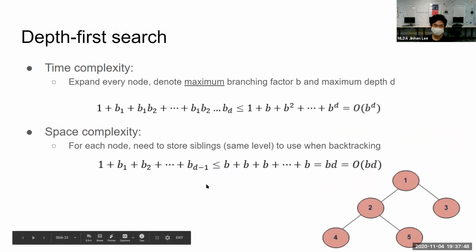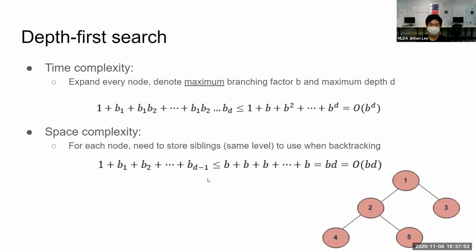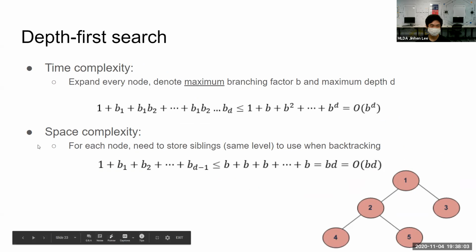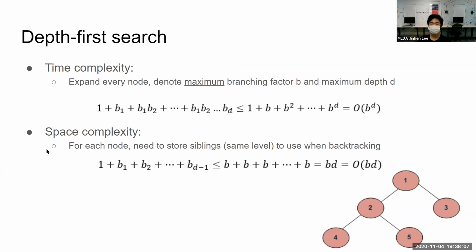Okay, and then also similarly a brief overview of the complexity. So the worst case for time is still the same, where you have to expand every node. So I'll not cover this again, and this is similar to the case for breadth first search. But one thing that is different is the space complexity. So it is actually linear compared to the exponential space complexity of breadth first search. So why is this so?